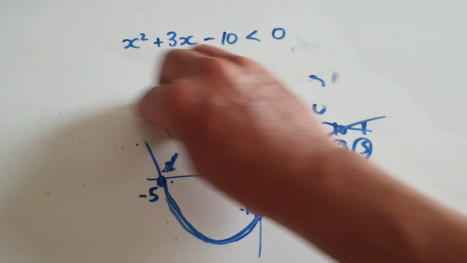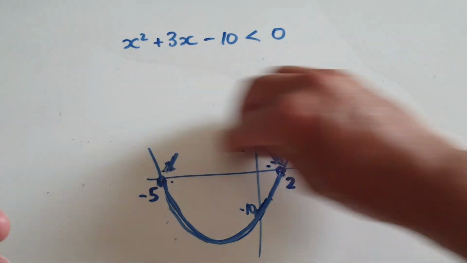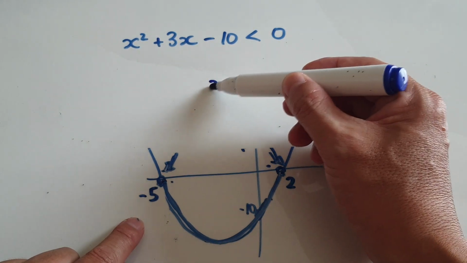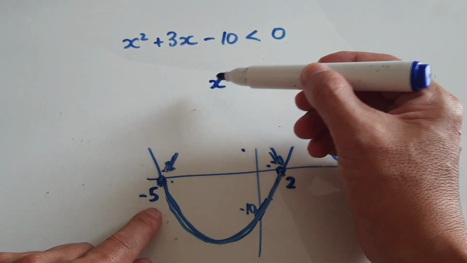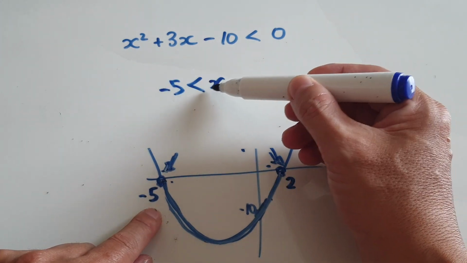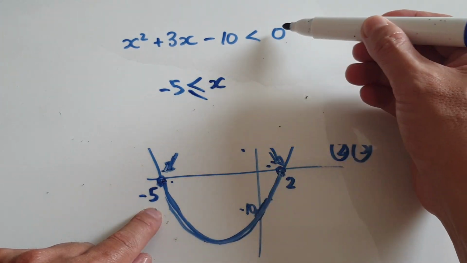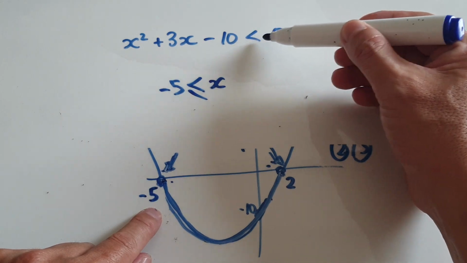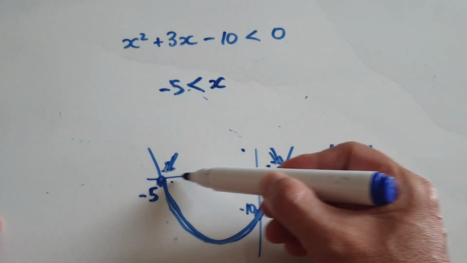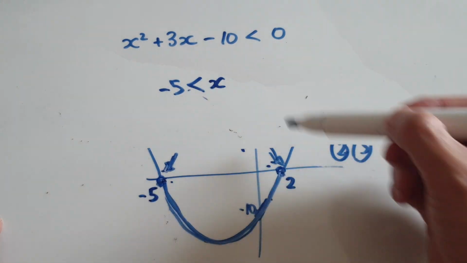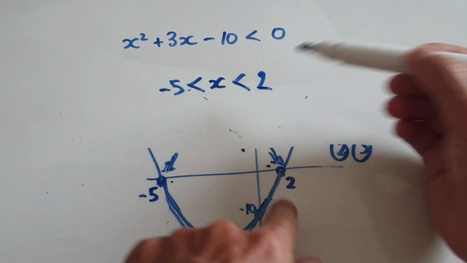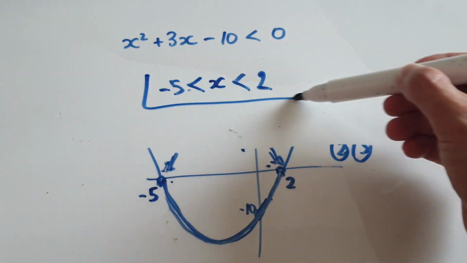So to answer the question, when will the graph be strictly less than 0? It would be strictly less than 0 when x is bigger than negative 5. And remember, it can't be equal to, otherwise it would be 0. But we want strictly less than 0. So x must be strictly bigger than negative 5, and it has to be less than positive 2. There. So this here is your final answer. Okay?